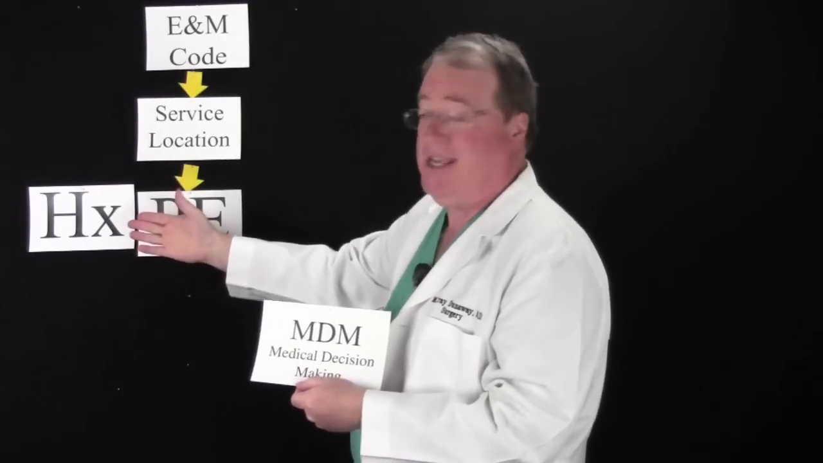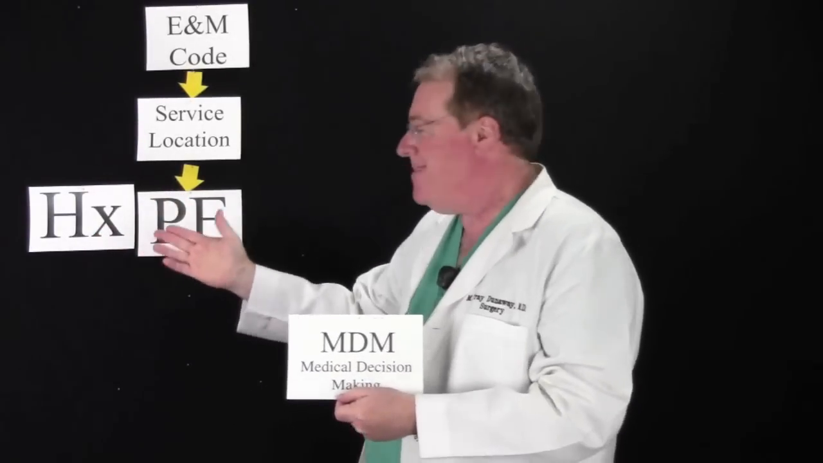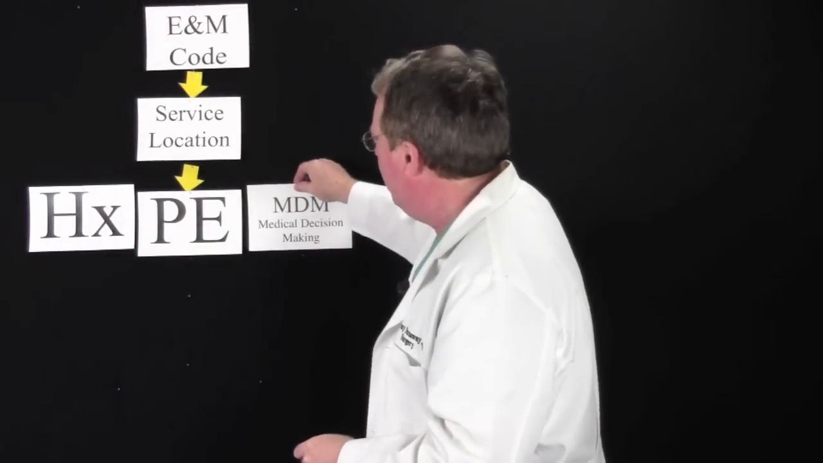And then there's a third component called medical decision making. Now, we know what a history is, we know what a physical is, but medical decision making, what exactly is medical decision making? Well, we'll talk about that. Medical decision-making is a key component. There are three key components to every E&M code you choose.